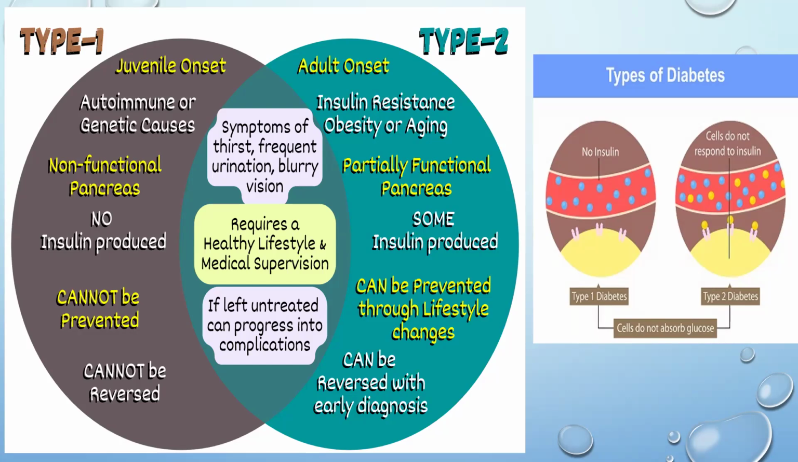The common symptoms between both diabetes types are thirst, frequent urination, and blurry vision, and they both require lifestyle modification and medical supervision, and they both can lead to complications if left untreated.